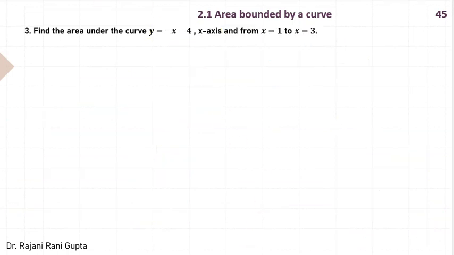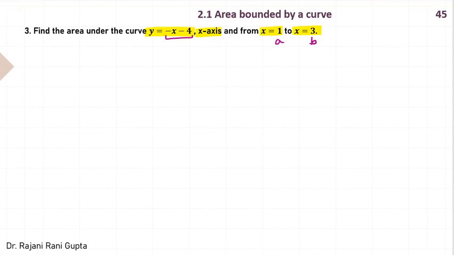Let's take another example. So here you have to find the area under the curve y equal to minus x minus 4, x-axis and x is from 1 to 3. So doing in the same way, this is a, this is b, this is your function.